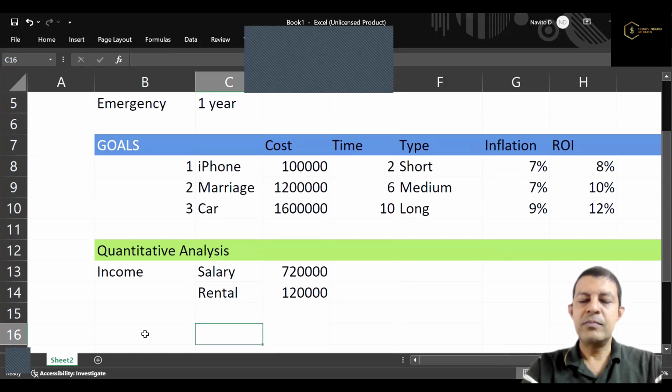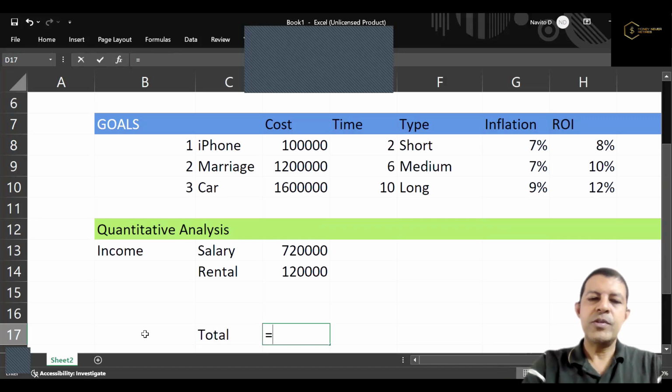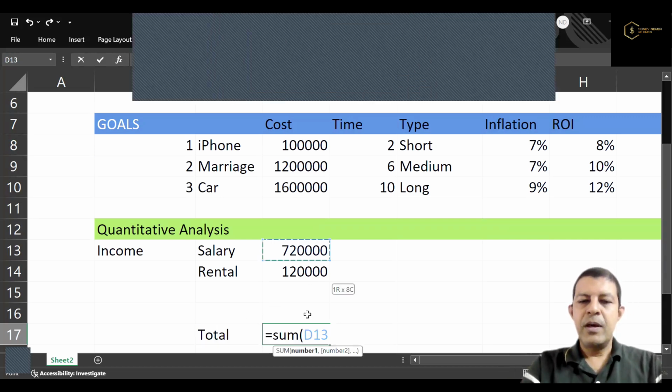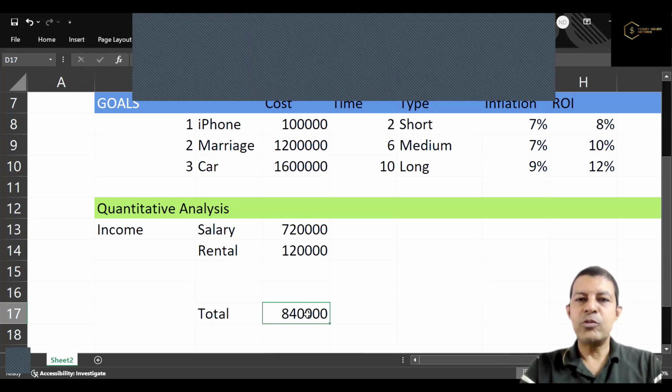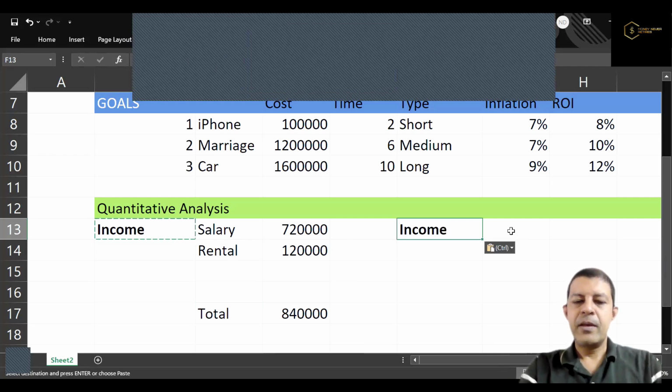That is 1,20,000 for the entire year. So the total of this income, we're going to sum it all up, and he's earning about 8,40,000 for the entire year. So this is his income. And now we're going to find out what his expenses look like.